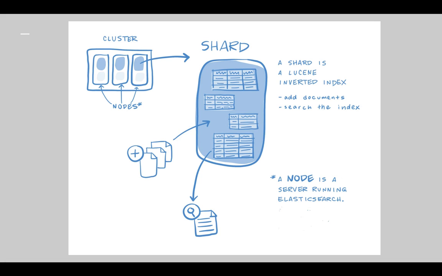All the data we add goes into our shard, that is the Lucene instance, and when we search for any particular document on Elasticsearch, the data is returned back from the shards.